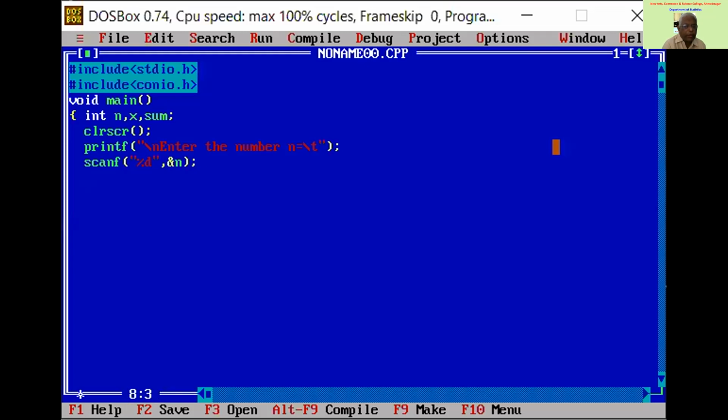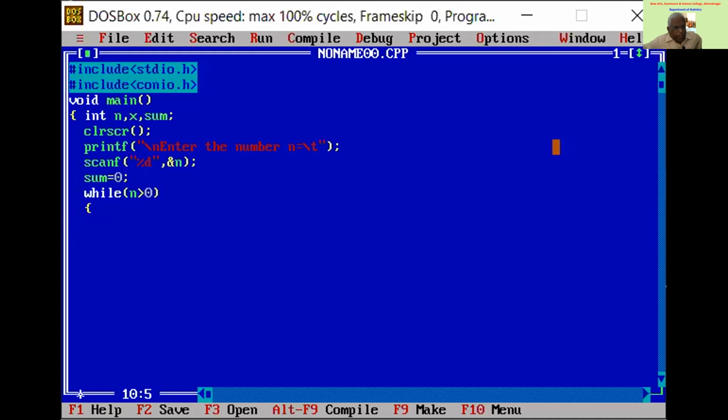Now we will initialize sum by sum equal to zero. Now we'll go for while loop. So write down while, in bracket n greater than zero. We have to repeat these steps till your n is greater than zero. Bracket complete. Next line, and give curly bracket.